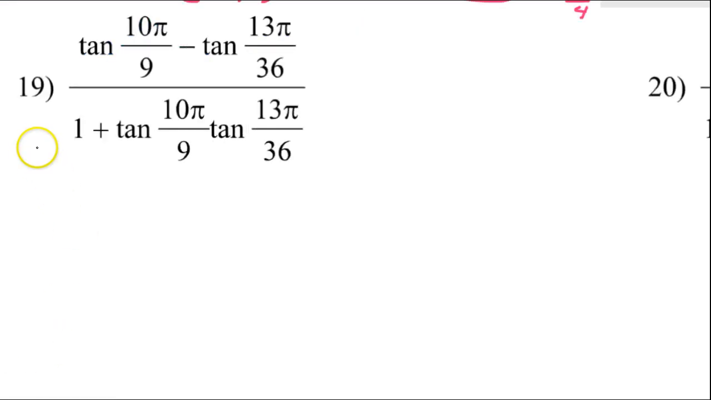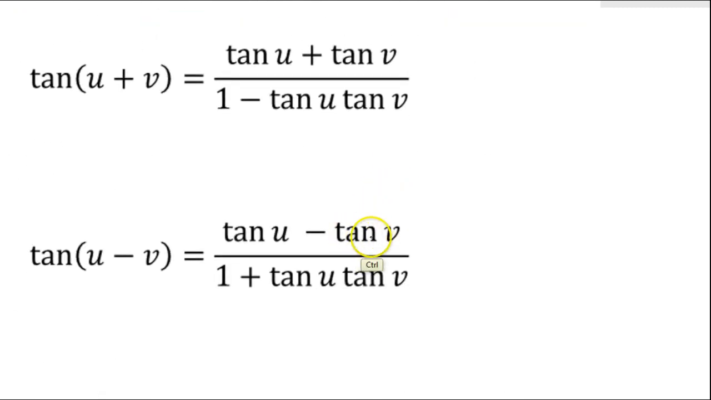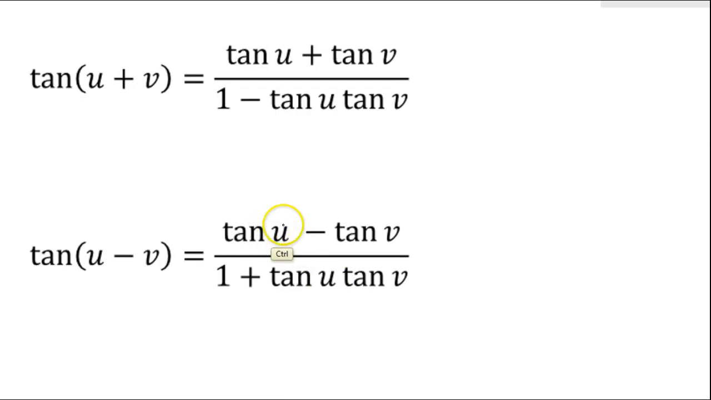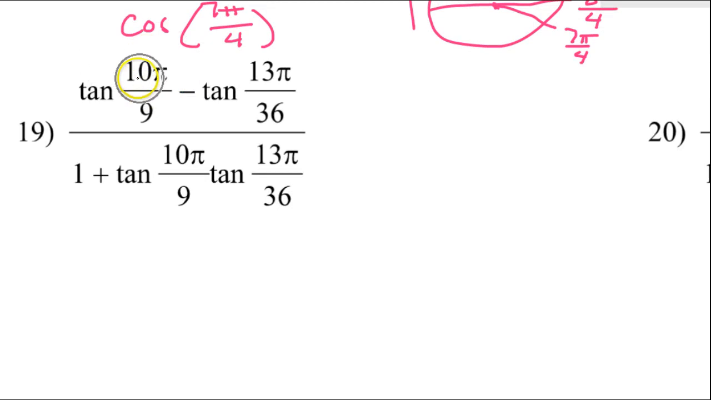In fact, when you look at problem number 19, and then you look back at the tangent formulas, you'll notice that they look suspiciously similar. In fact, this is the tangent of something minus the tangent of something. That's like u and v. It's almost as though this were a u and this were a v. Let's see if the pattern continues to hold.